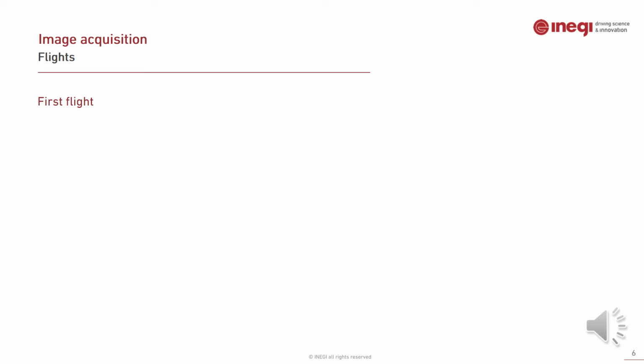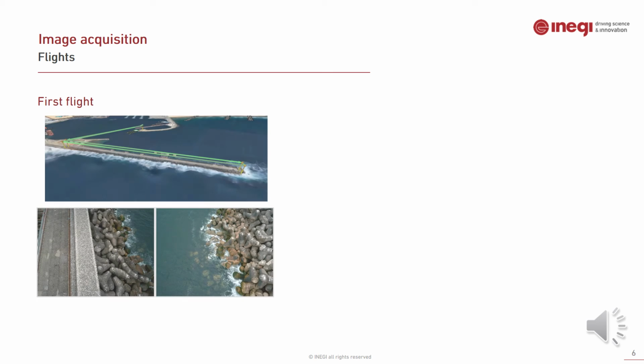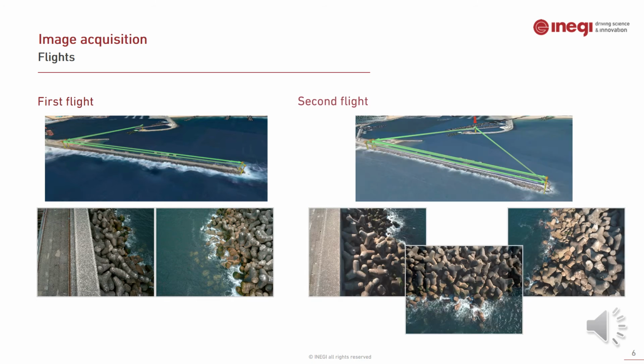So, as I've mentioned, there were 2 flights which had some slight differences. On the first flight, the UAV covered the length of the breakwater twice, once in each direction, taking images from 2 distinct perspectives with the camera pointed in the direction of the flight, which you can see in the 2 examples below.